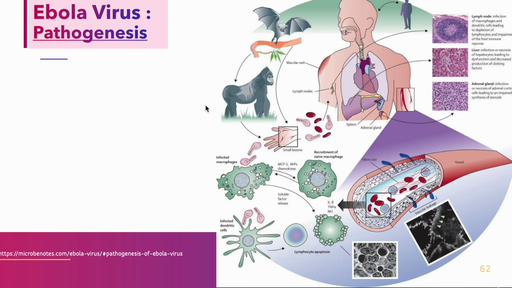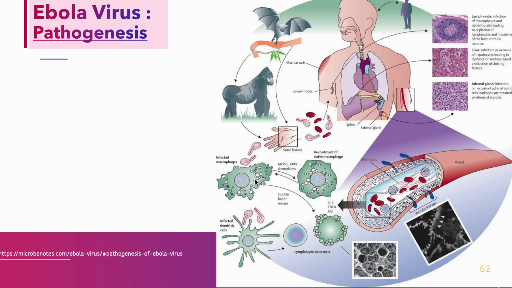Okay, so for the Ebola virus pathogenesis, the patient gets direct contact with the fluids, or maybe eats the flesh or meat of wild animals like gorillas or fruit bats. So these viruses enter the host cells and go through, for example, the nearby lymph node, which is the reservoir of the macrophages and dendritic cells.